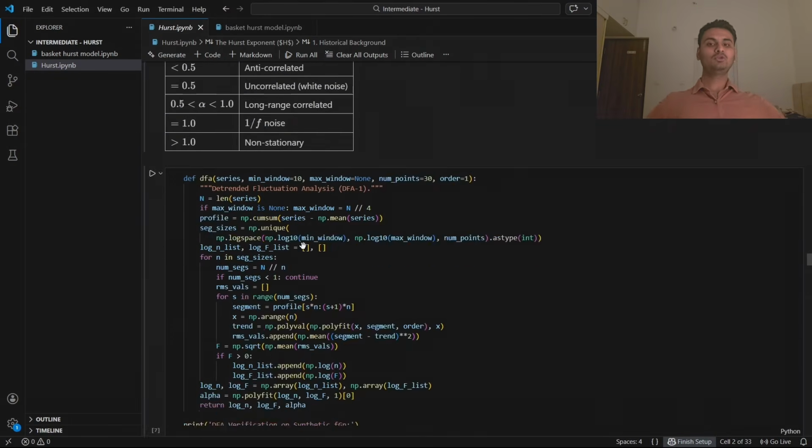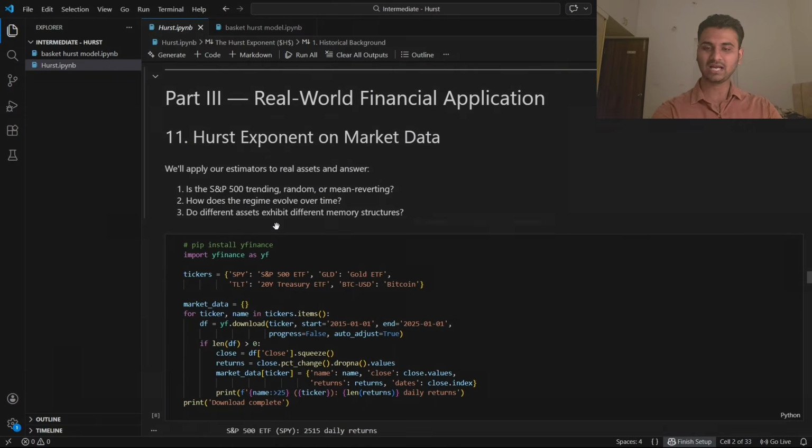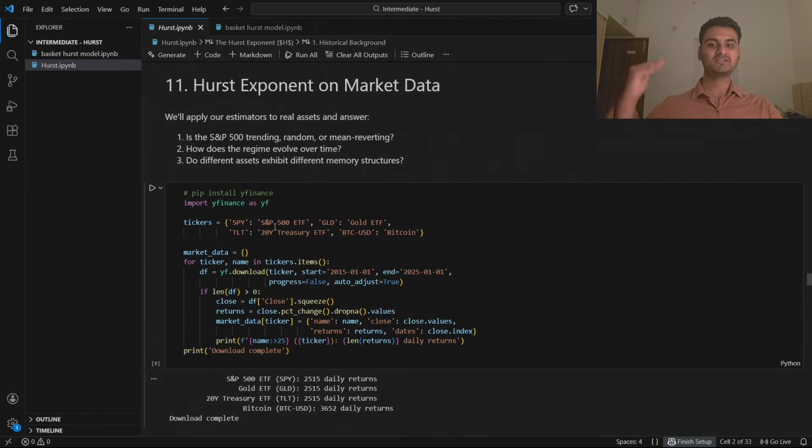Now let's come to real world financial application. We will apply our estimator to real assets and answer the following. We will compare it against the S&P 500 to know if it's trending, random or mean reverting. How does the regime evolve over time? Do different assets exhibit different memory structures?